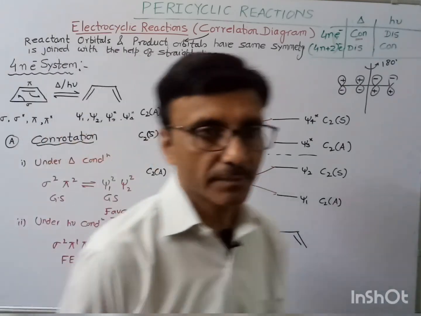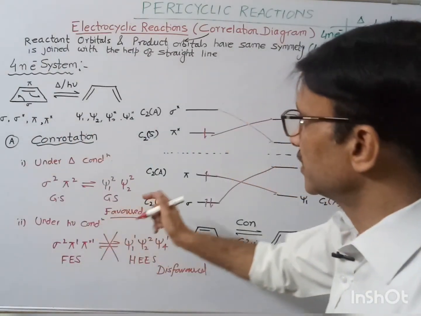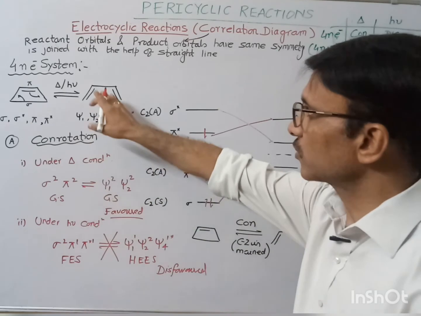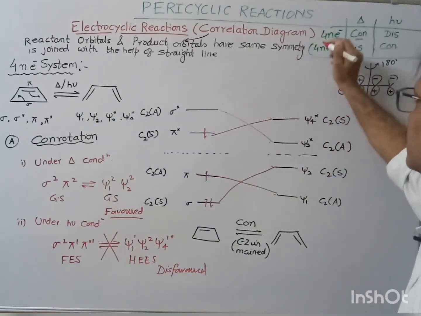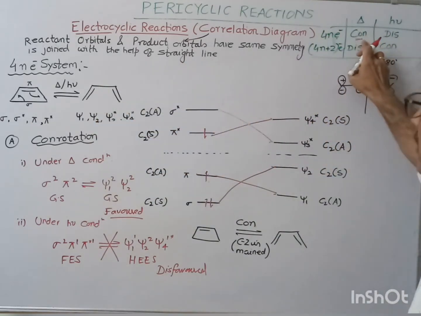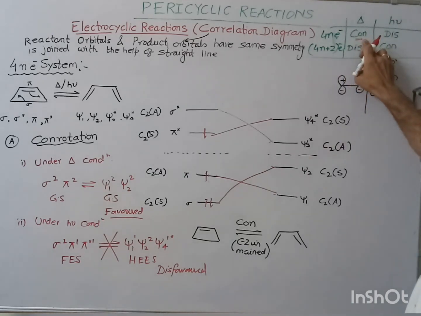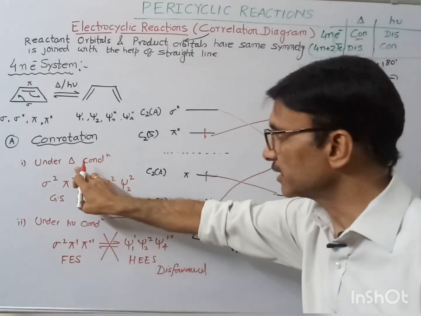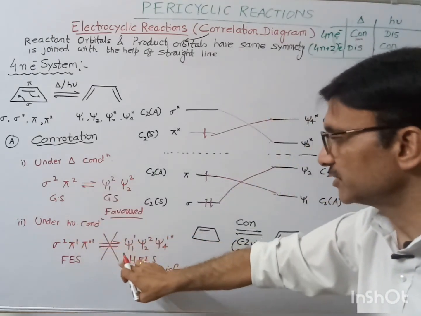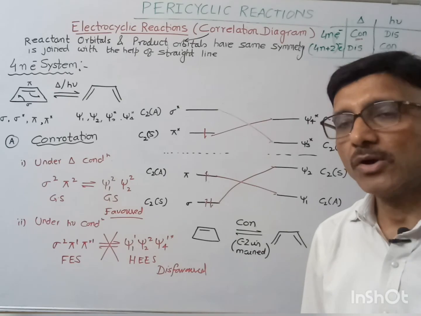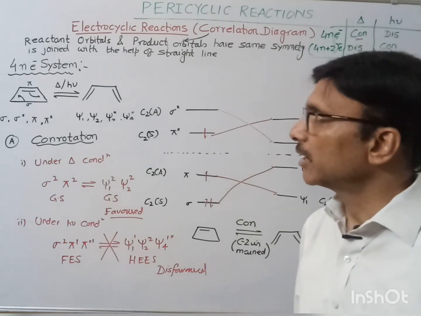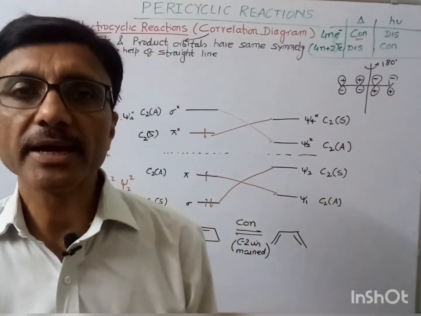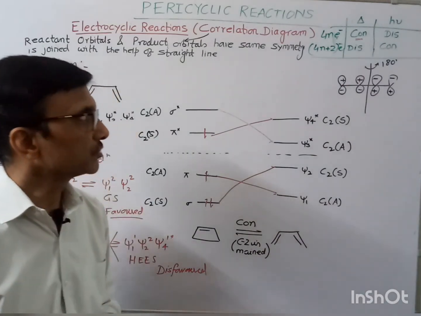So what you have seen is that for the conrotation of a 4n electron system, when conrotation of orbitals occurs, it occurs only under thermal conditions. Under photochemical conditions, this is not allowed. So this is the correlation diagram for the 4n electron system.